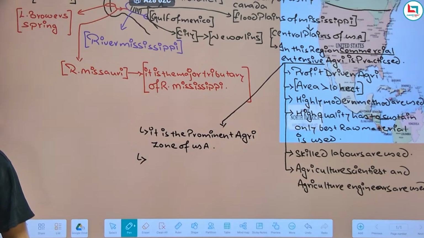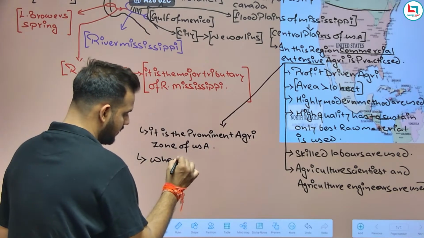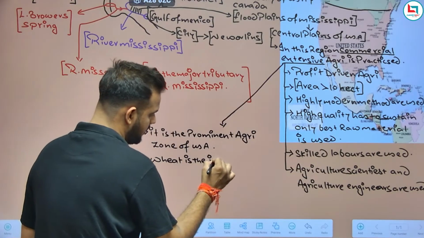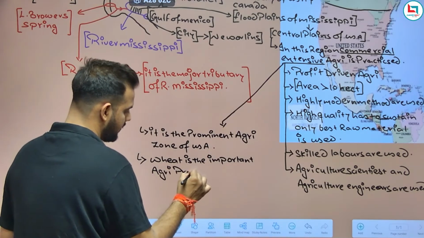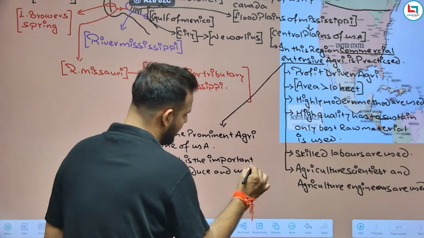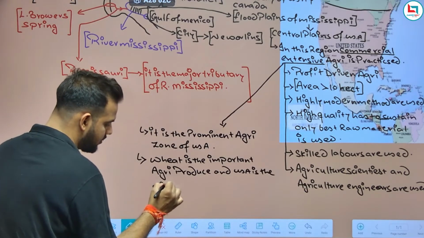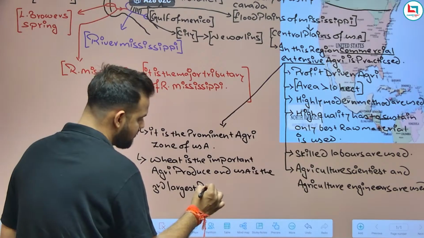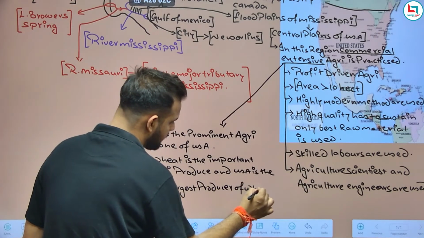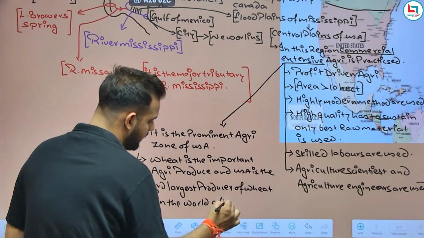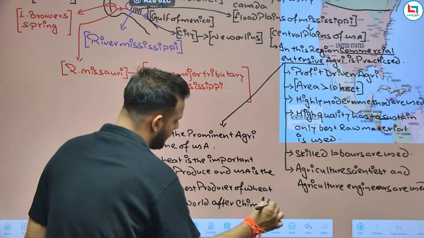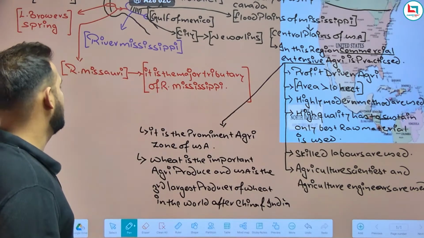After this particular thing, when we talk about wheat, it is the important cultivation. Wheat is the important agriculture produce and USA is the third largest producer of wheat in the world after China and India. Remember these particular things. They are important.